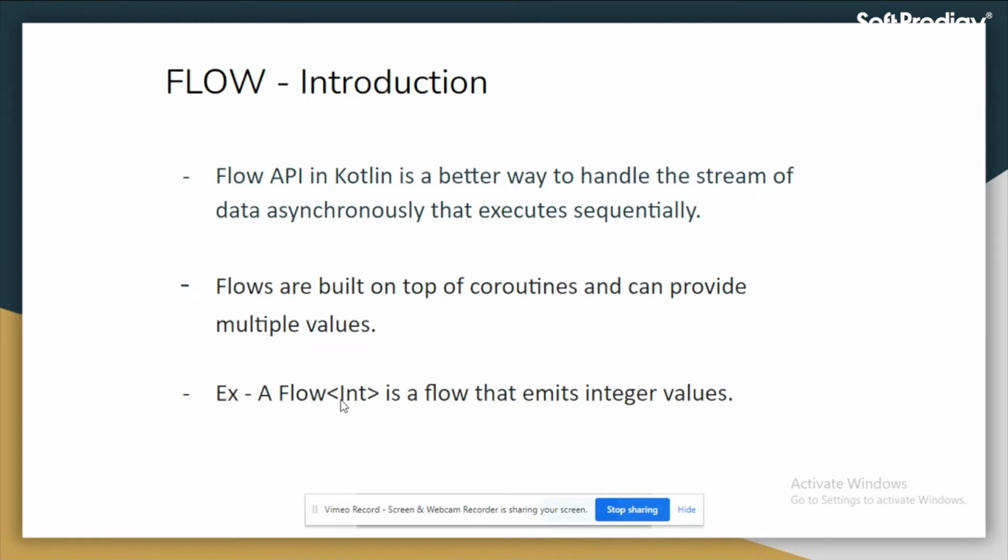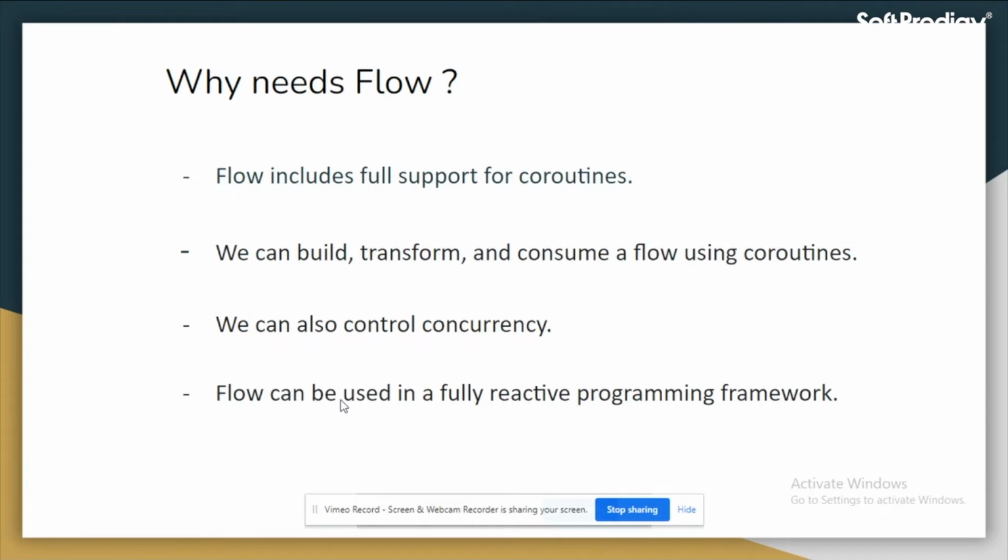So let's proceed to its needs, that is, why we need Flow. As I told you earlier, it includes full support for coroutines, right? If we are working with coroutines, it provides the full support for that. If I'm talking about a normal suspending function or a normal function, it is going to return a single value, right? But if we are using the flow, we can easily emit multiple values. So this is all about the flow.